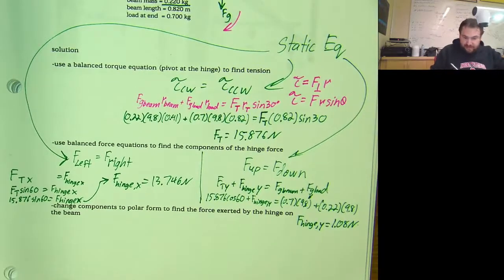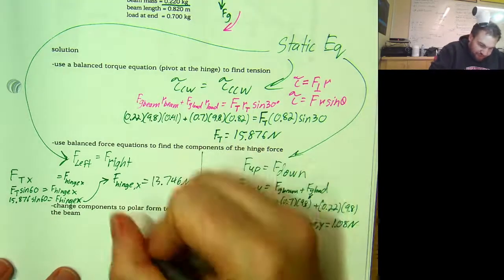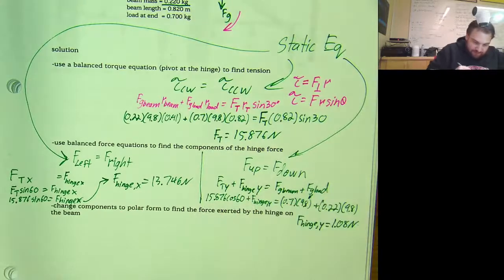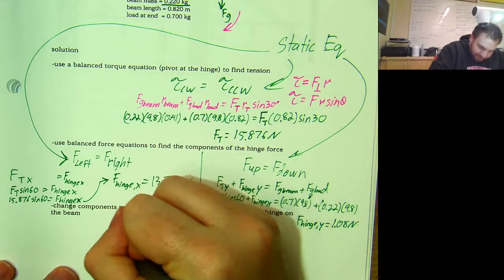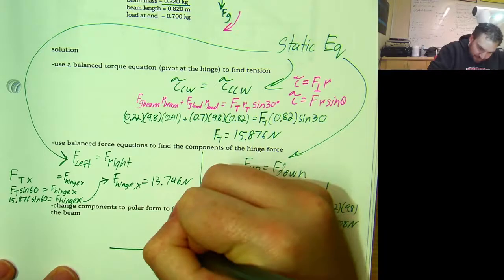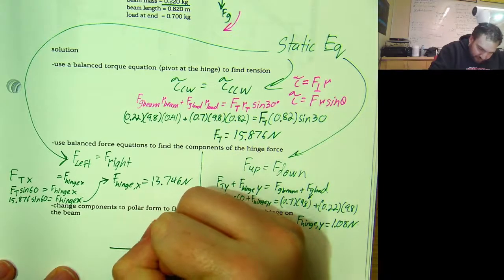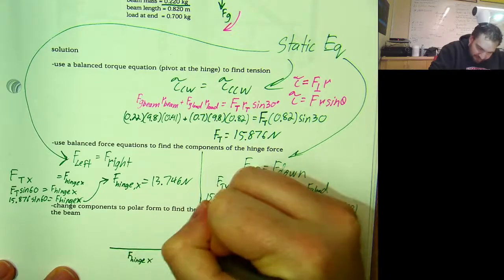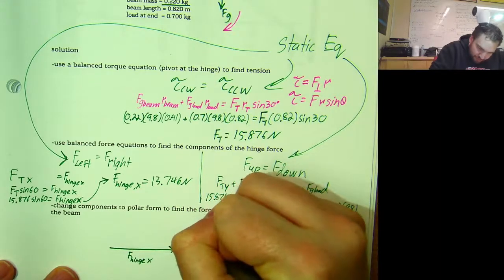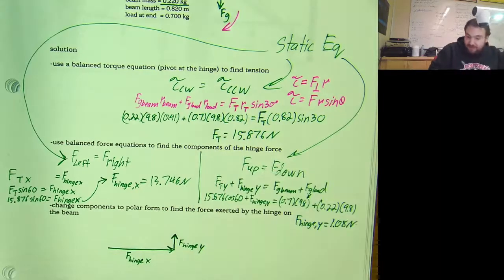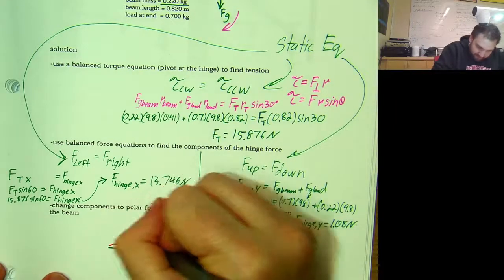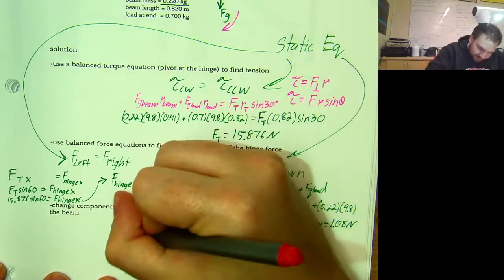Which means that our total F hinge is going to look something like this. I've got a force this way and a force this way. This is F hinge X, this is F hinge Y. So this is going to be my F hinge.